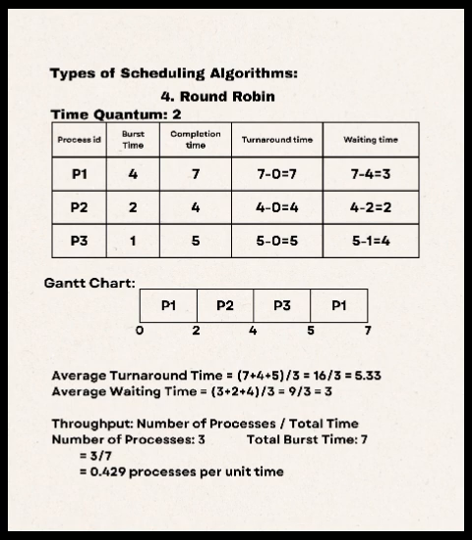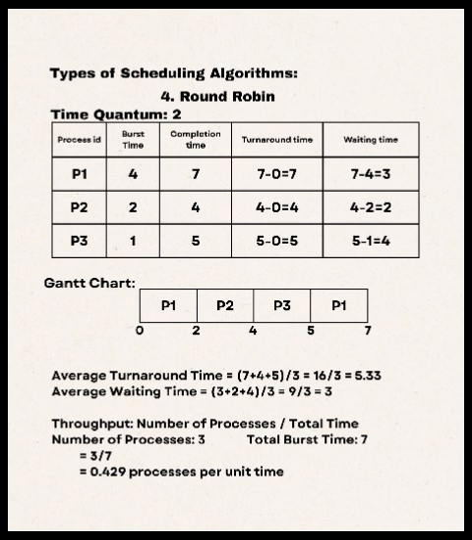Next, we compute for the turnaround time. The formula is completion time minus arrival time. Since there was no arrival time, all of our subtrahends are 0. 7 minus 0 equals 7, 4 minus 0 equals 4, and for P3, 5 minus 0 equals 5. And for the waiting time, the formula is the turnaround time minus the burst time. 7 minus 4 equals 3, 4 minus 2 equals 2, 5 minus 1 equals 4.